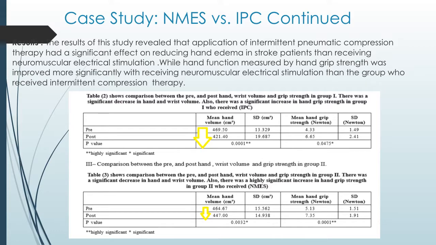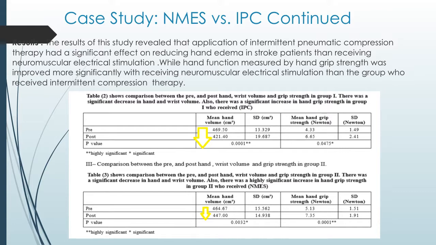Results. The results of the study revealed that application of intermittent pneumatic compression therapy had a significant effect on reducing hand edema in stroke patients than receiving neuromuscular electrical stimulation. While hand function measured by hand grip strength was improved more significantly with receiving neuromuscular electrical stimulation than the group who received intermittent compression therapy. The following image is out of the case study.